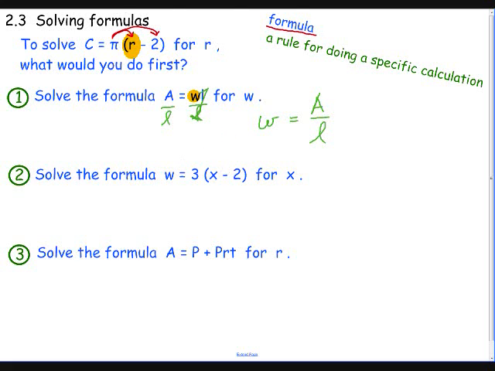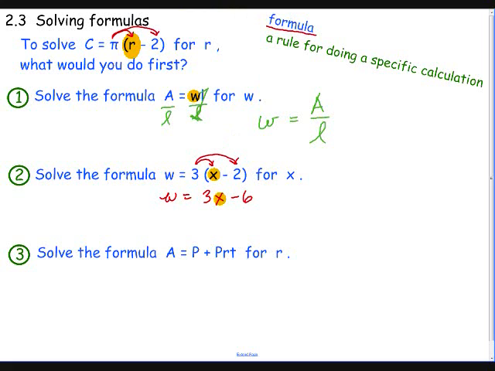How about this next one? Put our eyes on the prize. We want to solve for x. Now, x is trapped in here, isn't it? So let's distribute. We'll get W equals 3x minus 6.